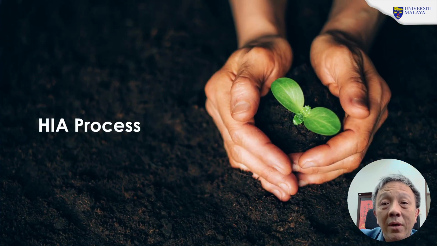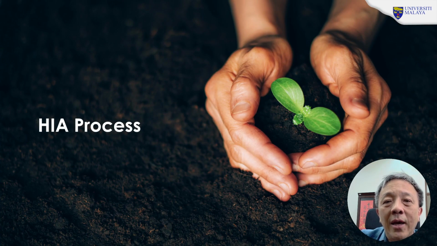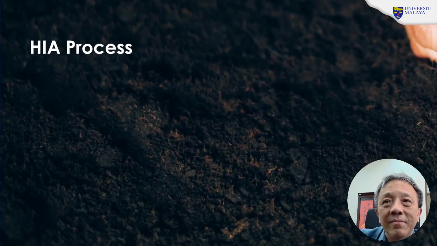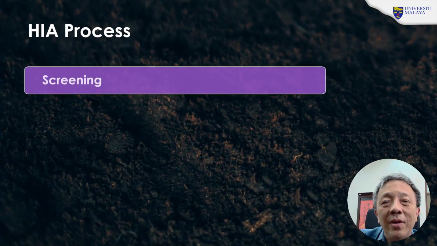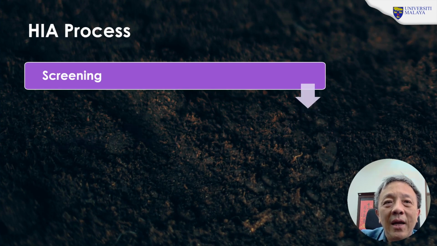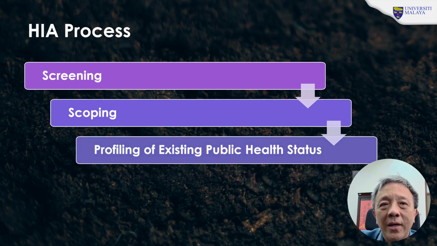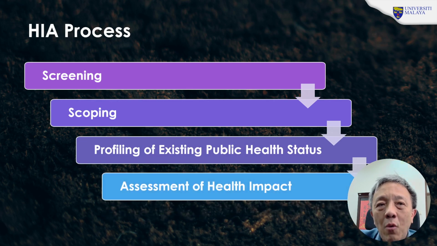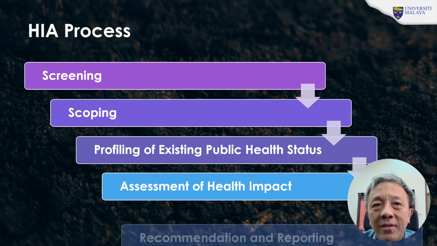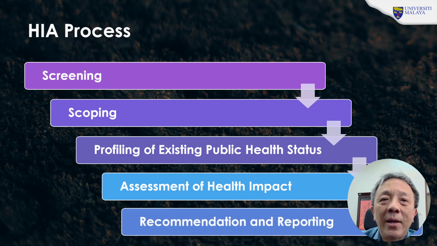Now, we discuss the HIA process, or the Health Impact Assessment. The Health Impact Assessment process mirrors the EIA stages, but with a specific focus on health. It begins with screening to decide if HIA is required, followed by scoping to define the project's boundaries. Profiling involves gathering baseline health data. Assessment analyzes health impacts using evidence and models, leading to recommendations that inform decision making and project planning.